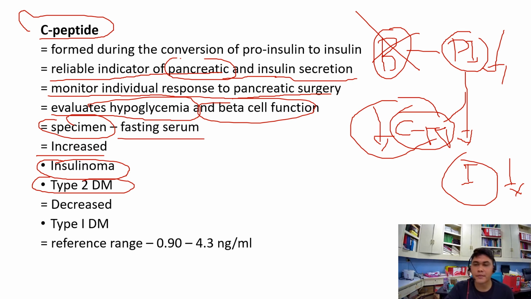In type 2 DM, there is insulin resistance. The production of insulin is normal, so that's why there is an increased or detectable level of C-peptide in type 2 DM. For type 1, the C-peptide level is decreased because there is beta cell destruction. With destruction of beta cells, you have decreased proinsulin, and decreased proinsulin means decreased insulin and C-peptide level. Okay, so that's for C-peptide. Reference range is 0.9 to 4.3 nanogram per mL.